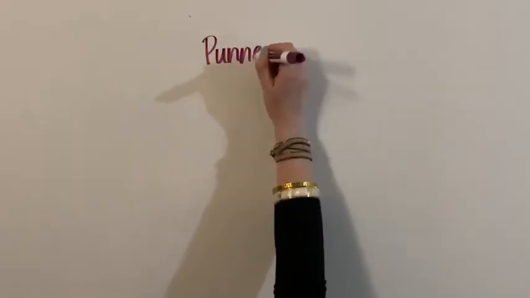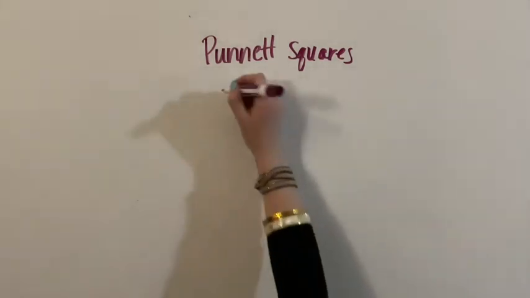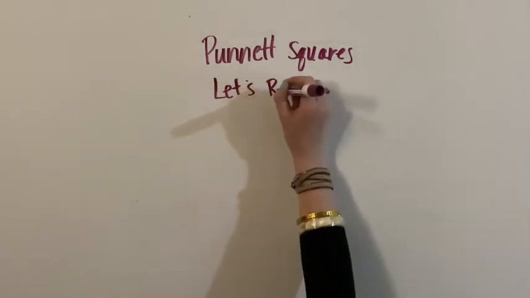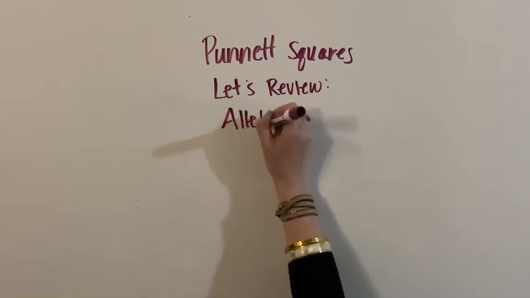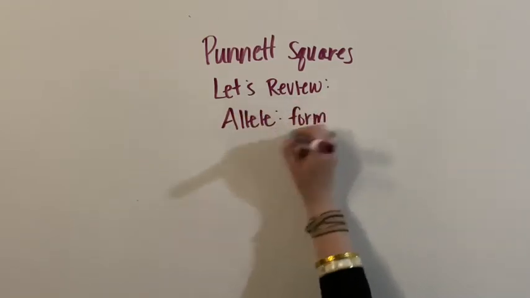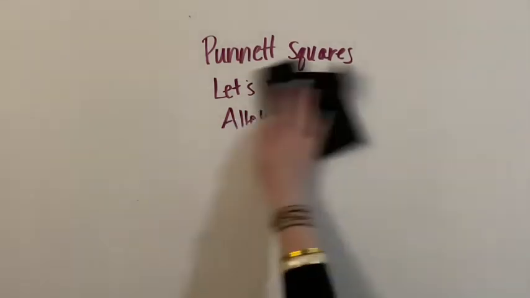Now I have a lovely assistant who is going to explain to you my Punnett squares, which are named after me, Reginald Punnett. We are going to review a couple of terms before we learn about Punnett squares, which we just learned were created by Reginald Punnett. The first term we're going to review is allele. We need to know about alleles. These are a form of a gene.